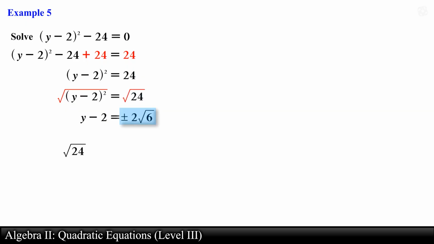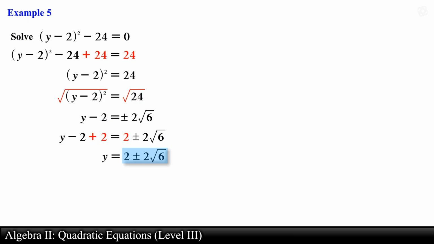Remember, the way you simplify radical expressions is to first break down the number inside the radicand to its prime factorization. Then separate any perfect squares. In this case, we have 2 squared, which is equal to 4, which is a perfect square. Separating it and taking the square root, we obtain positive negative 2 square root of 6. Finally, we solve for y by adding 2 to both sides of the equation and obtain the following expression. 2 positive negative 2 square root of 6.